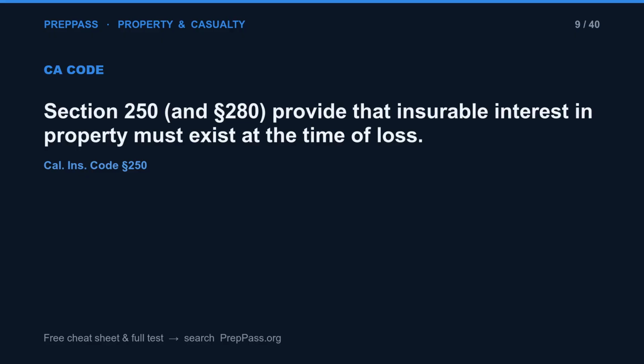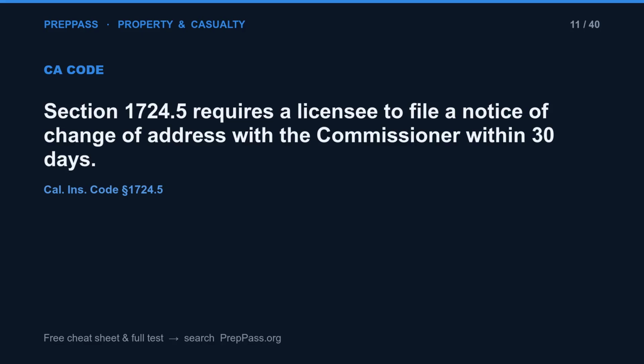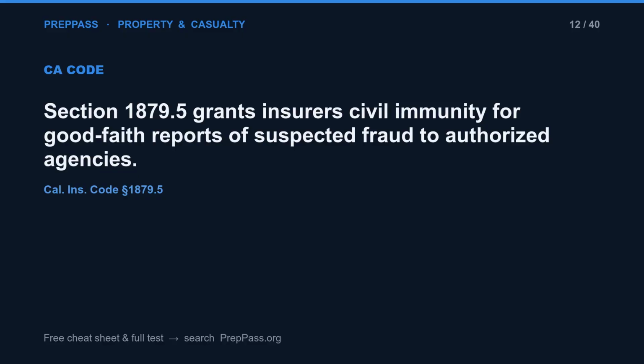Section 250 and Section 280 provide that insurable interest in property must exist at the time of loss. Section 1633 provides that producer licenses are issued for a 2-year term and must be renewed before expiration. Section 1724.5 requires a licensee to file a notice of change of address with the Commissioner within 30 days. Section 1879.5 grants insurers civil immunity for good faith reports of suspected fraud to authorized agencies.